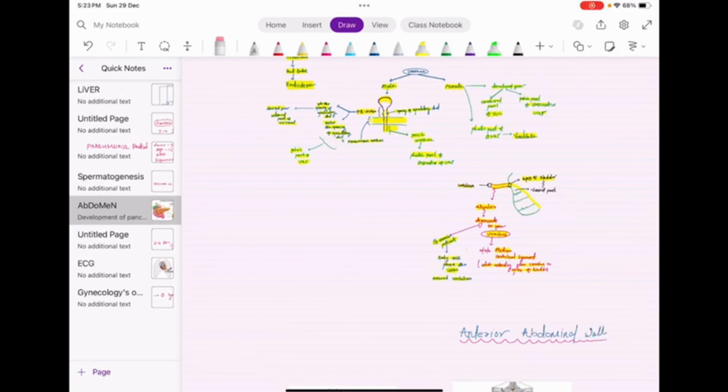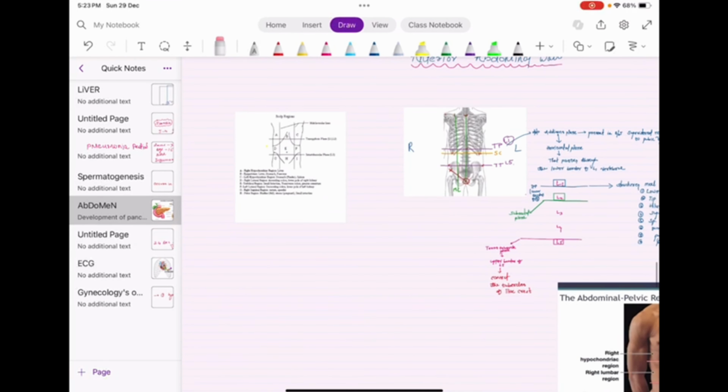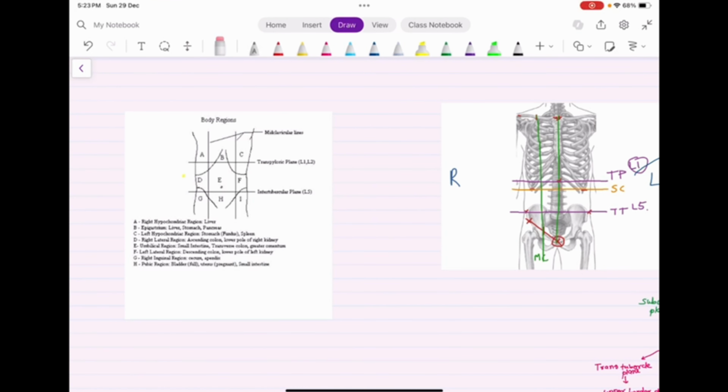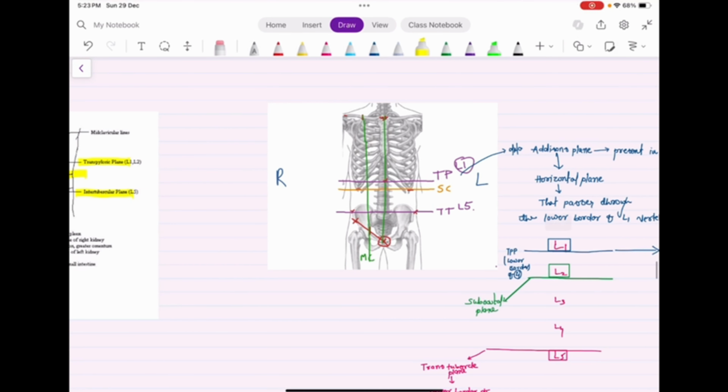Hello medicos, in this video I will discuss the anterior abdominal wall. First, see this image. We show the thorax region, abdominal region and pelvic region. First, we would like to learn about the planes. There are three planes: the transpyloric plane, the subcostal plane and the intertubercular plane. First, we will learn about the transpyloric plane.